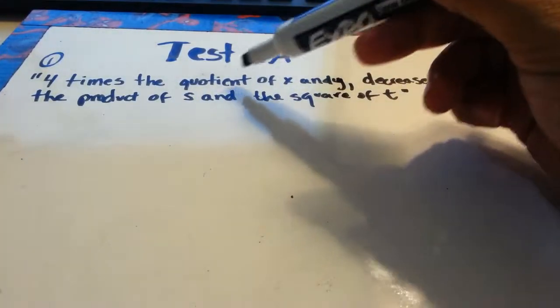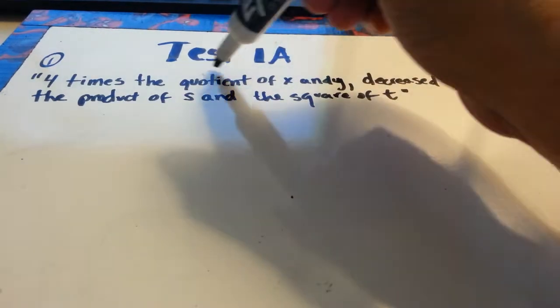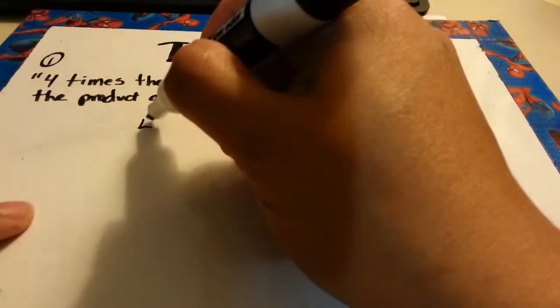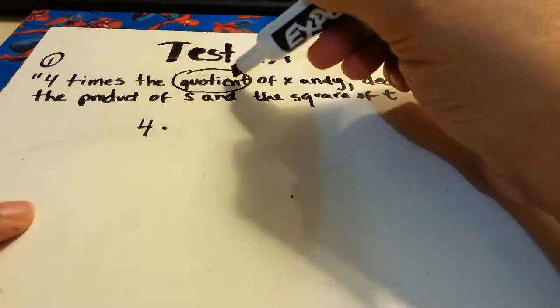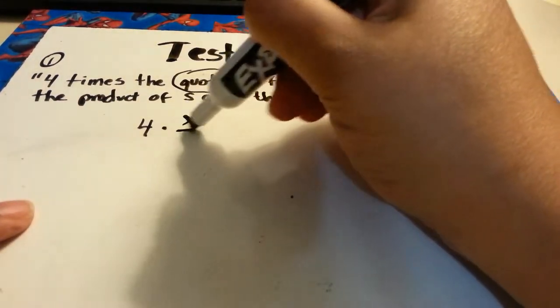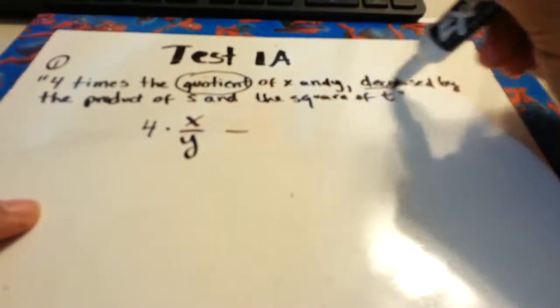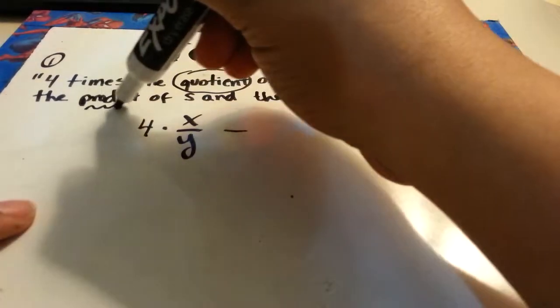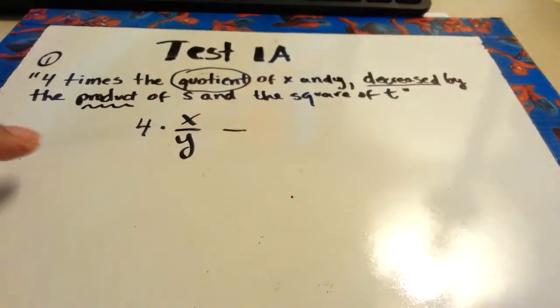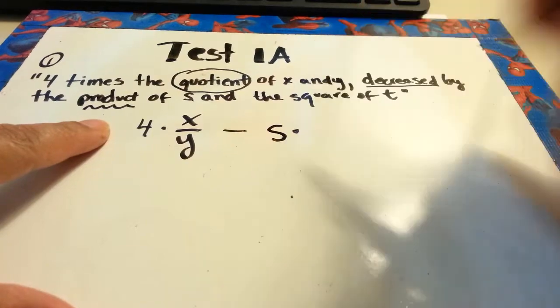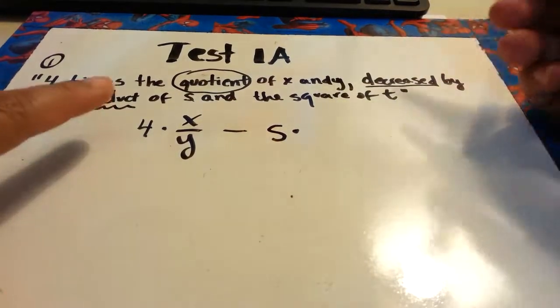4 times the quotient of x and y. Well, what does quotient mean? Quotient means division. So you have 4 times the quotient of x and y, so x over y. Decreased means that you subtract, right? By the product. Well, what does product mean? The multiplication. The multiplication of what? The product of s, right, times the square of t. Well, how do you square t?